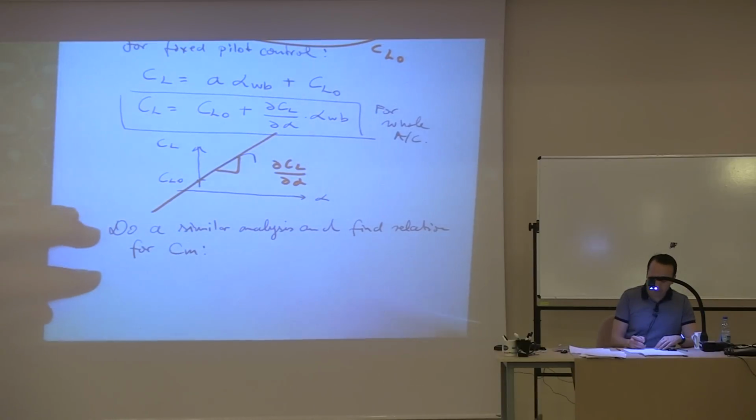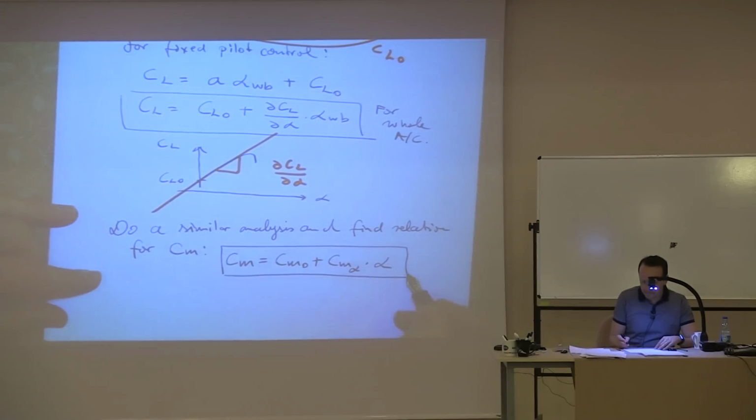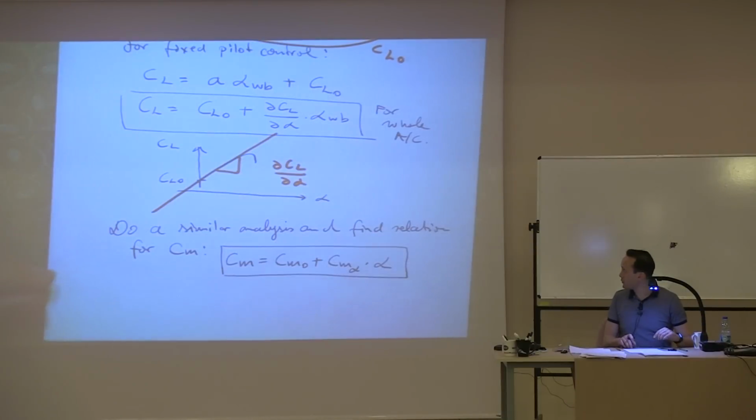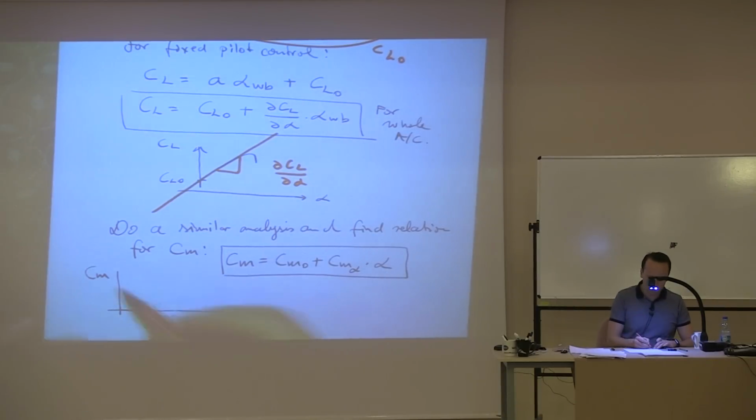And you would in fact find a very similar thing. You would find CM is equal to CM0 plus CM alpha times alpha. If you do a similar analysis like this, you would find this. And you can find this in reference books, like Bernard Etkin's Atmospheric Flight Mechanics; in the 72 edition, you will find how to obtain this formula as well. It's a very similar approach. And you will see at the end that you can actually plot this. And we know CM alpha does in fact look like this for the whole airplane.